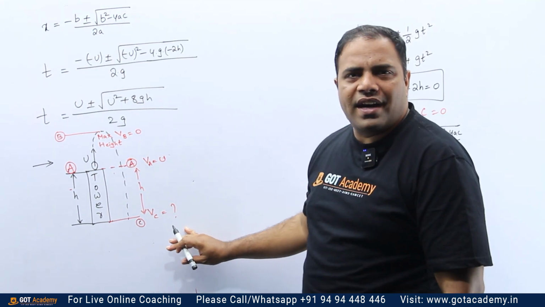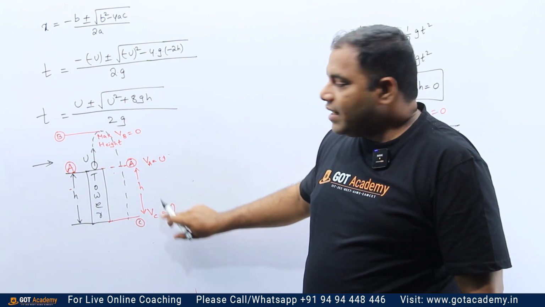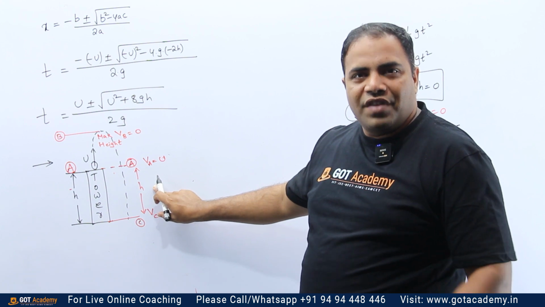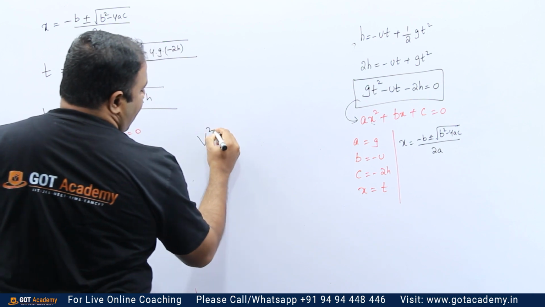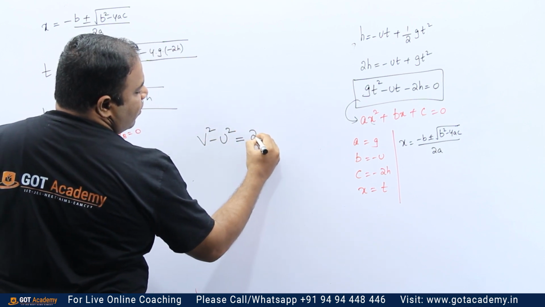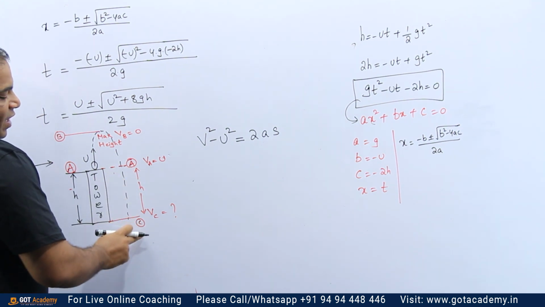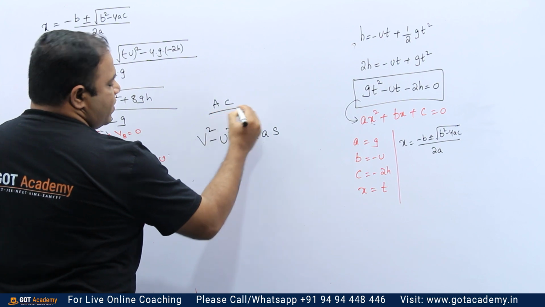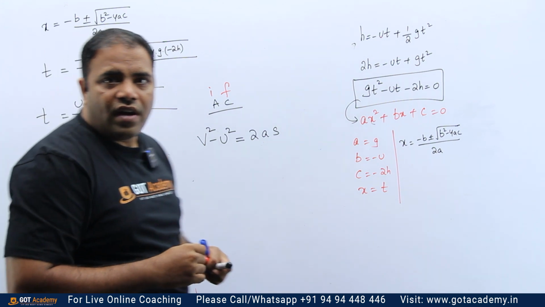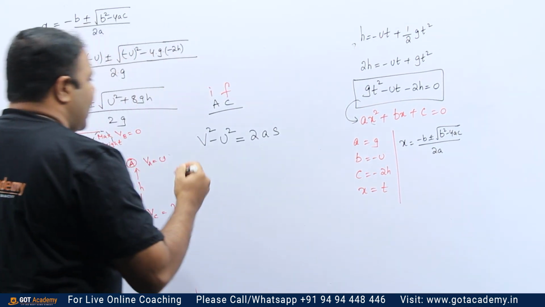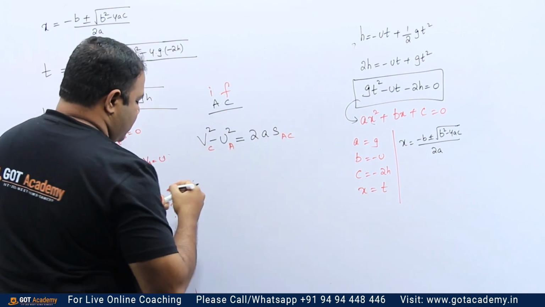Again, basic equations, my dear. Two velocities are given and distance is given. So how to find out? We have to go for the kinematic third equation, that is v square minus u square is equal to 2as. So you are coming from A to C. Let me write here A to C, where A stands for the initial and C stands for the final point, and the distance from A to C like this.